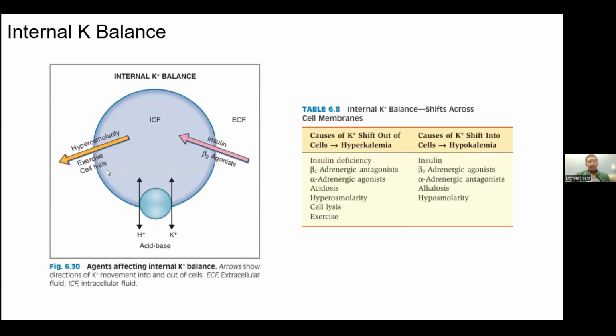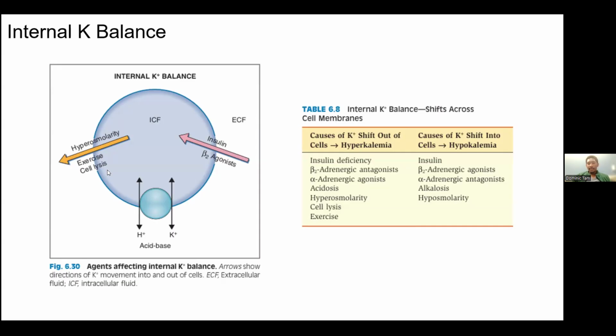With regard to the internal potassium balance, like I said in the last slide, most of the potassium is present inside the cells, and therefore even small shifts of potassium across cell membranes can cause large changes in potassium concentration in the extracellular fluid and the blood. Potassium shifting out of cells can cause hyperkalemia. Potassium shifting into cells can cause hypokalemia. There are multiple causes that we're just going to touch on briefly.